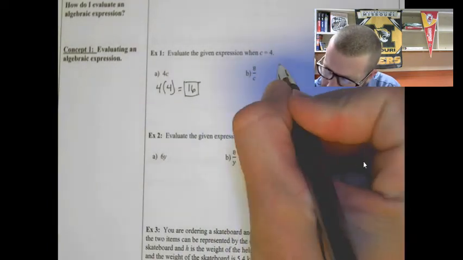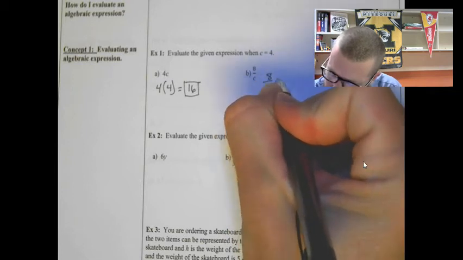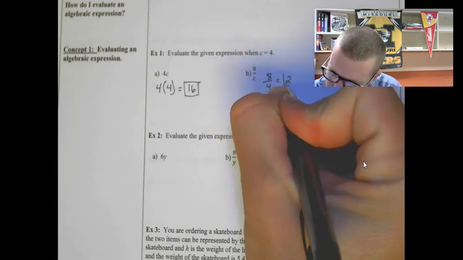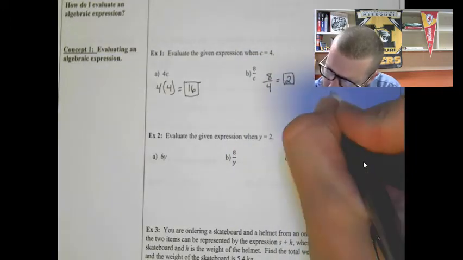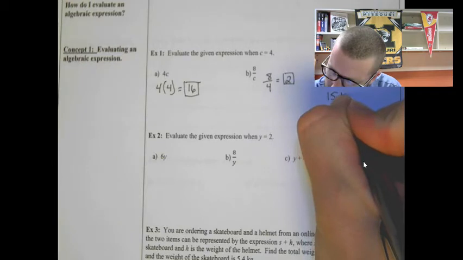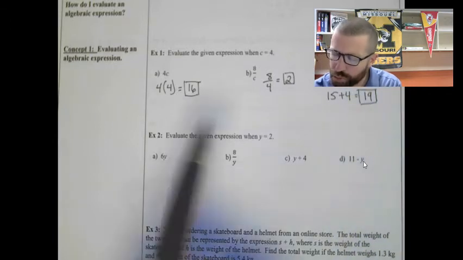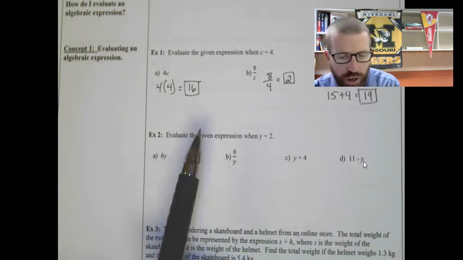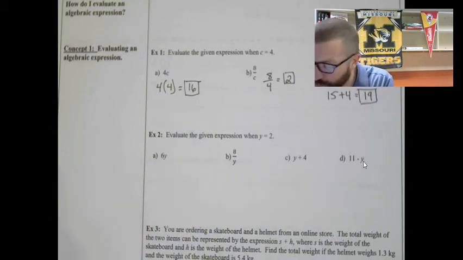Here, 8 divided by c would be 8 divided by 4, and that is 2. And then here, 15 plus c would be 15 plus 4, and that is 19. And once again, make sure you are pausing the video to try these on your own. So I'm going to go through them quickly with the assumption that you have already done them.